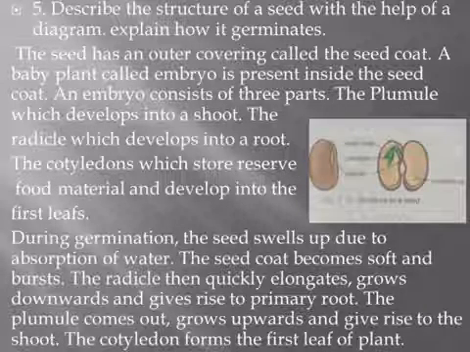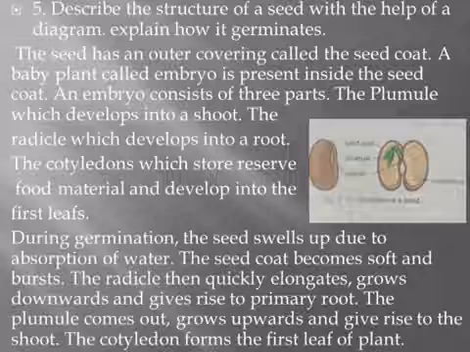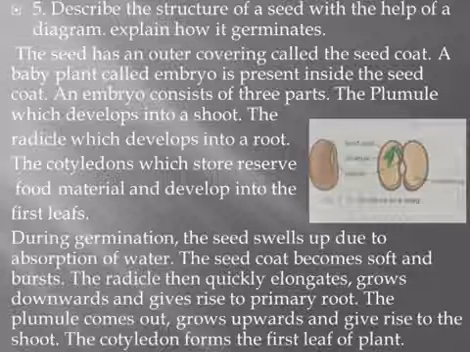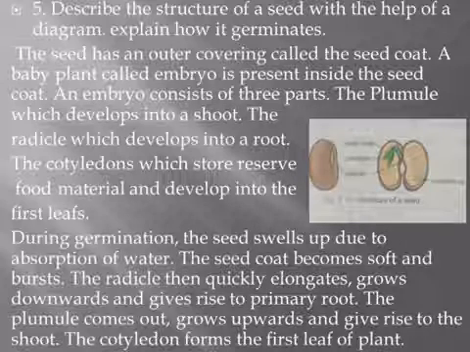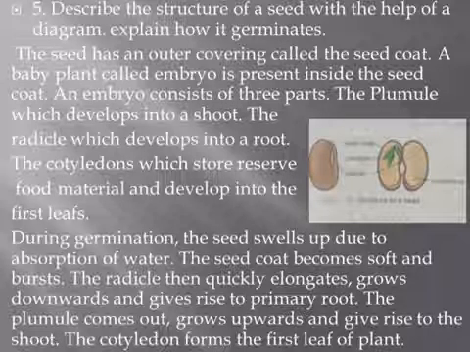So what happens during germination? The seed absorbs water and swells up. When it swells up, its size increases and the seed coat bursts. Then the radicle will elongate and grow downwards and give rise to the root. After the radicle gives rise to the root, the plumule comes out and grows upward and gives rise to the shoot. Then what will happen to the cotyledons? They form the first leaf of the plant.